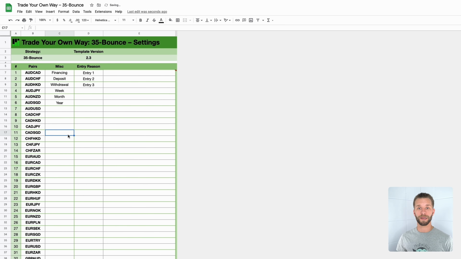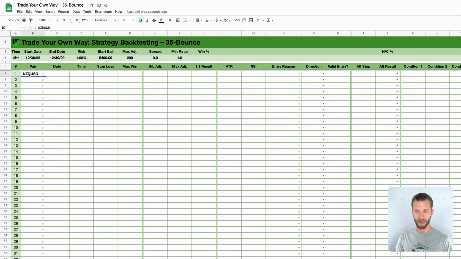MISC isn't something we need to worry about right now, and that's actually going to be prioritized on the live trading template. So I can remove that, and any additional items you want to put in the dropdown, you can list in here. Entry reasons isn't something we're going to be focusing on right now, but we'll come back to that in the more advanced versions of backtesting. Let's go back to data input and let's begin our backtesting.